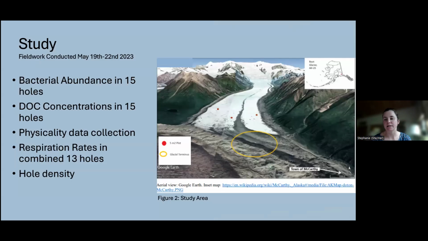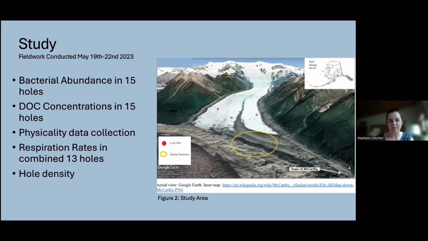My study was conducted, as I said, on Root Glacier in Alaska. It is in the town of Kennecott. My fieldwork was on May 19th through the 22nd. I looked at bacterial abundance and DOC concentration in a total of 15 selected holes. I also collected physicality data within those holes. I looked at respiration rate, and I also did 5-meter plots to look at the surrounding areas.